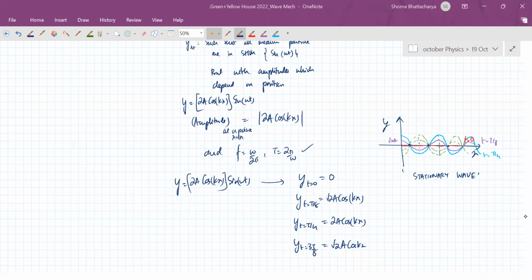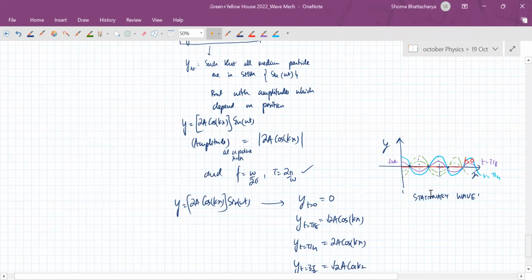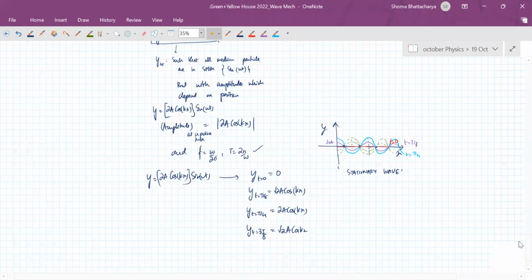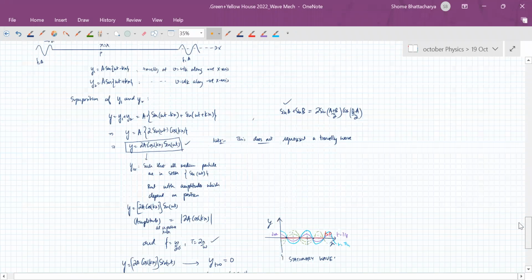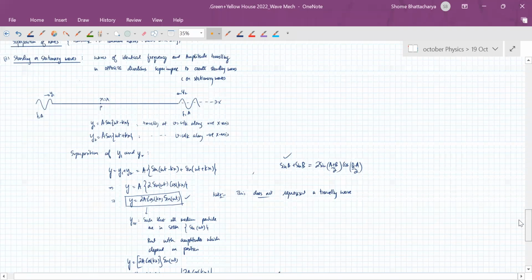So with this, we complete today's session. Next time we will look at more examples, numerical applications of standing waves. And with that, we will then move on to sound, which is the next chapter in wave mechanics. We are done with the theory part of transverse waves, the first chapter of waves.